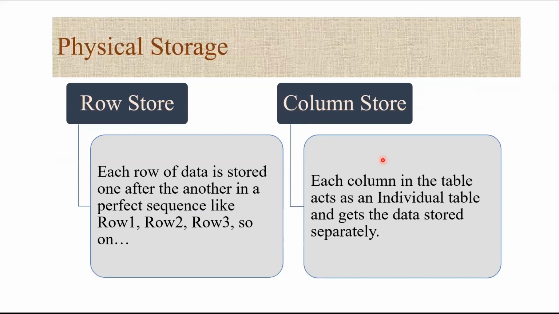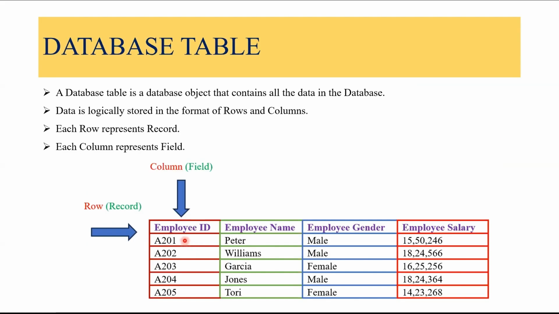In case of column store, each column in the database table acts as an individual table or an individual mini table and data gets stored separately. In this table, we can see 4 columns: employee ID, employee name, employee gender, and employee salary, right? So each of these columns will form an individual table.